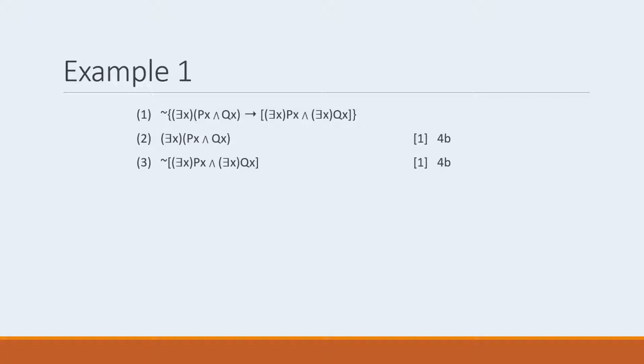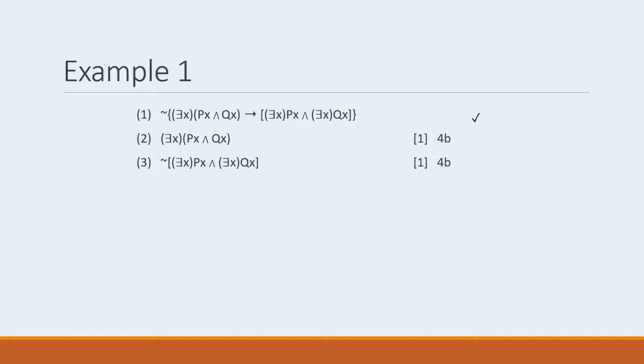Before we go any further, let's do an example. Suppose we want to prove the statement, there exists an x such that p of x and q of x implies there exists an x such that p of x and there exists an x such that q of x. To start the tableau, line 1, we write the negation of that statement. From our negation implication rule, rule 4b, we immediately have there exists an x, p of x and q of x, and following that, not there exists an x, p of x, and there exists an x, q of x.